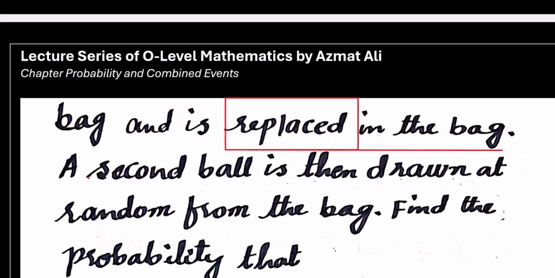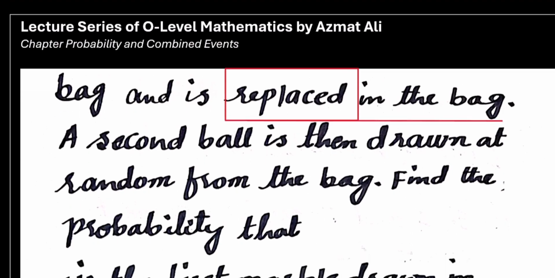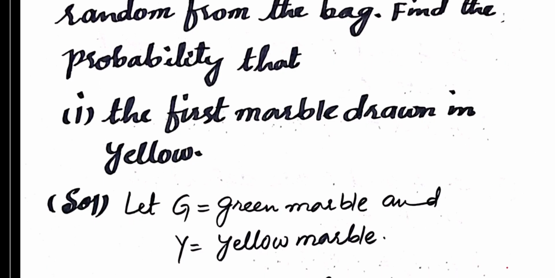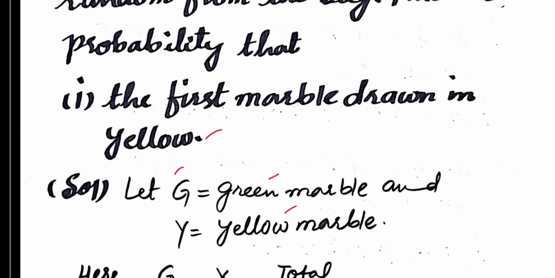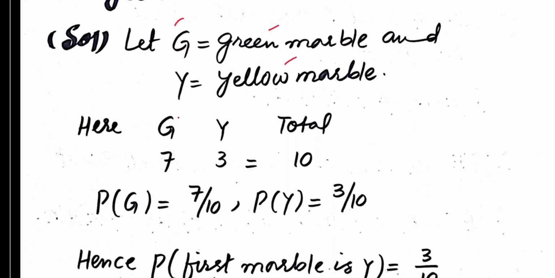as the first draw. A second ball is then drawn at random from the bag. Find the probability that the first marble drawn is yellow. Let G represent a green marble and Y represent a yellow marble. So here total G are 7 and total yellow marbles are 3, total are 10. The probability of a green marble will become 7 over 10, and the probability of a yellow marble will become 3 over 10.